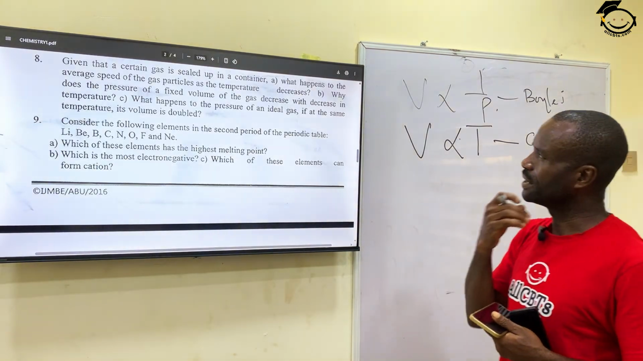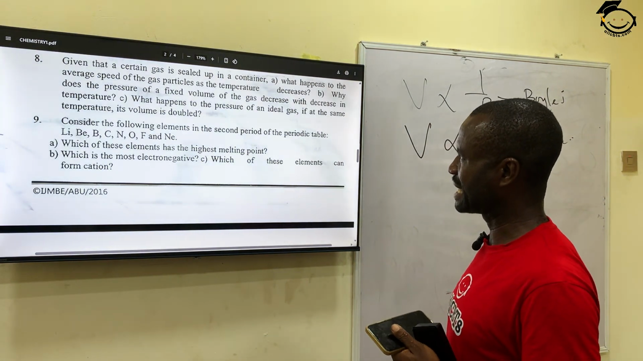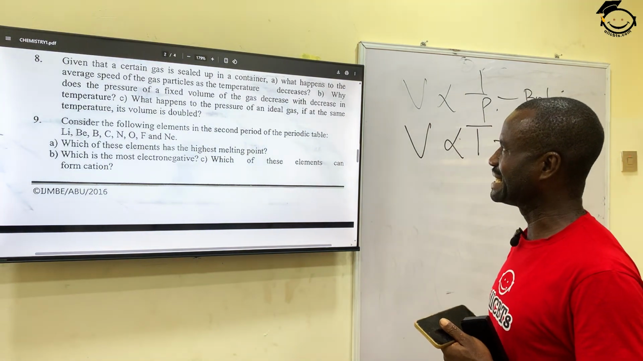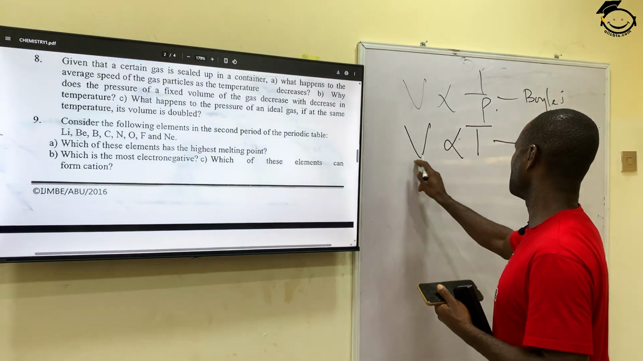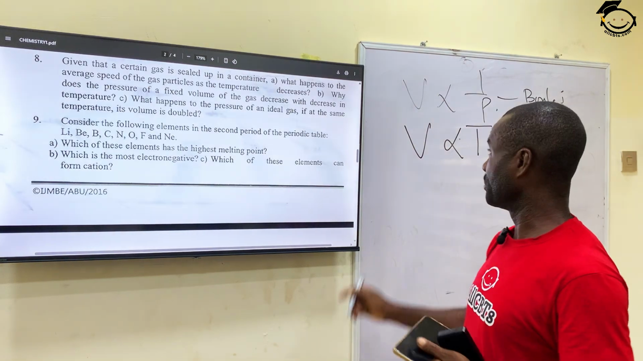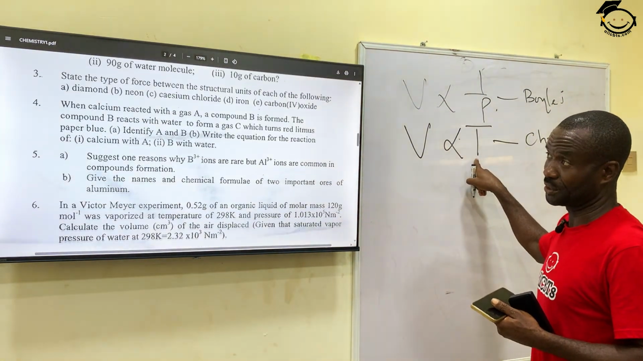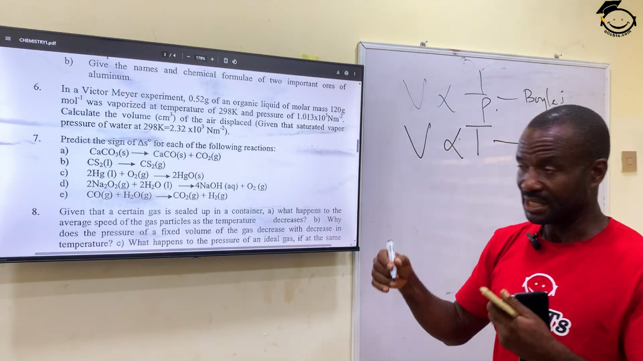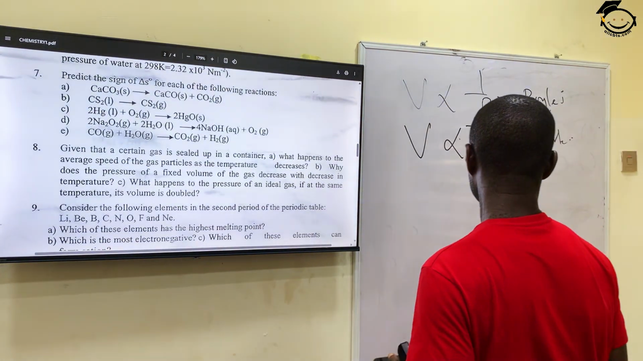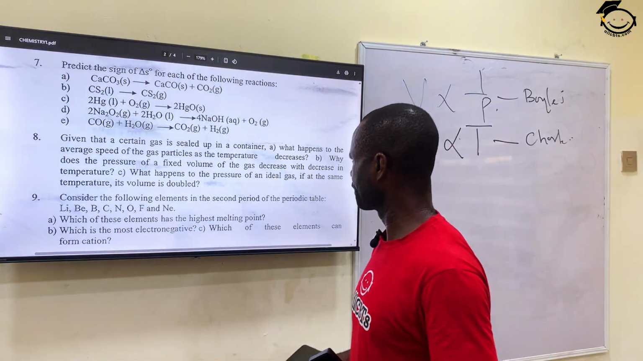Now, what happens to the average speed of the gas particles as the temperature decreases? Of course, when you decrease temperature, the volume reduces, because volume is directly proportional to temperature. A decrease in temperature means a decrease in the speed of the particles that move in the container.